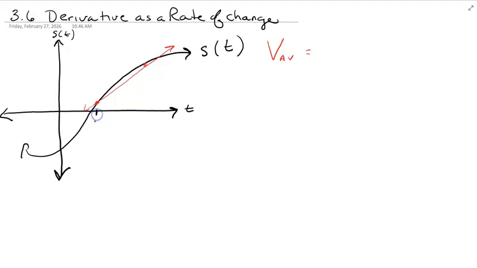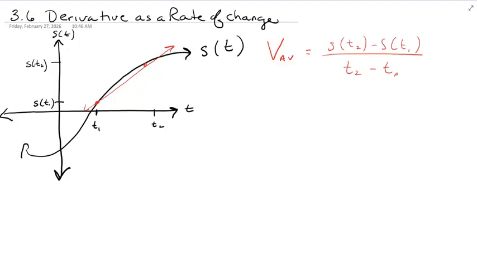So if we call this point here T1, T2, we have S of T1. We calculated average velocity, excuse me, by just looking at the slope. So change in what would be our y-axis, which is our S of t. So S of t2 minus S of t1 over change in x, which is our t, t2 minus t1. And that was our formula for average velocity.